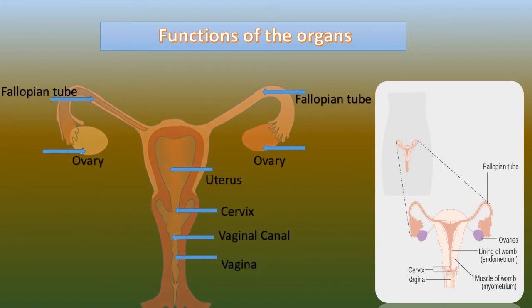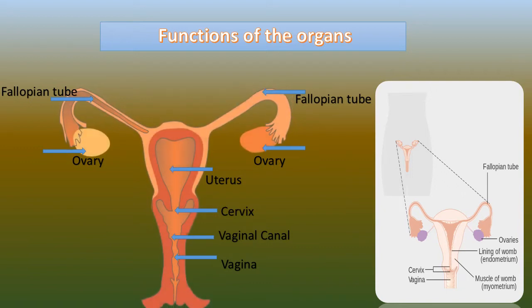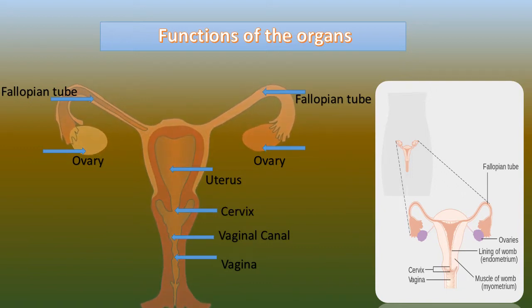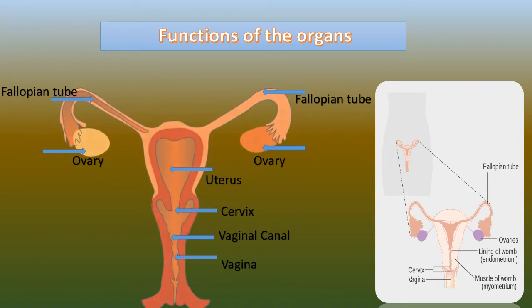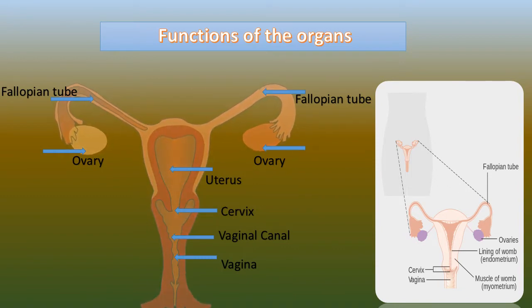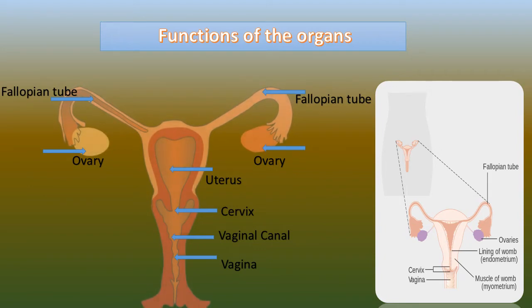We just looked at the structure of the organs. Now we're going to look at the functions for each organ. Now let's look at the ovary. Now the ovary produces and develops ova. Now that's one function of the ovary. And then another function is that each month an egg is discharged from the ovary.